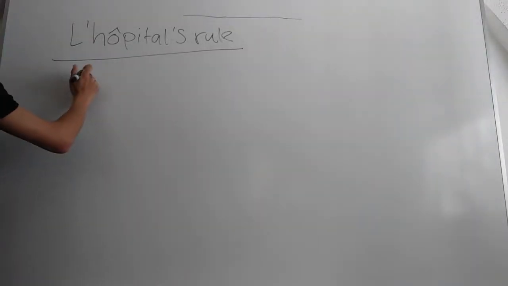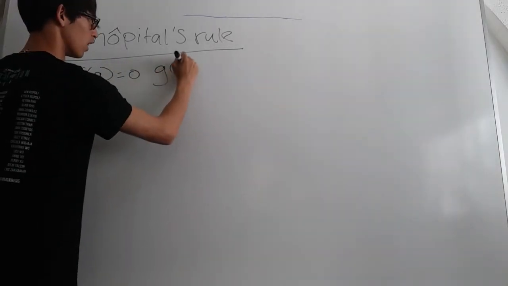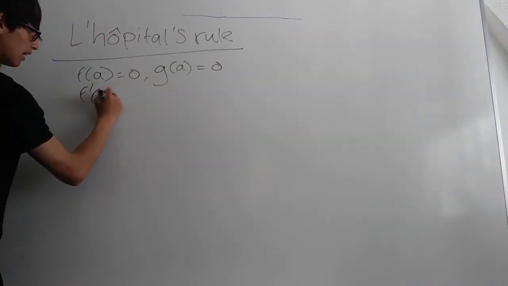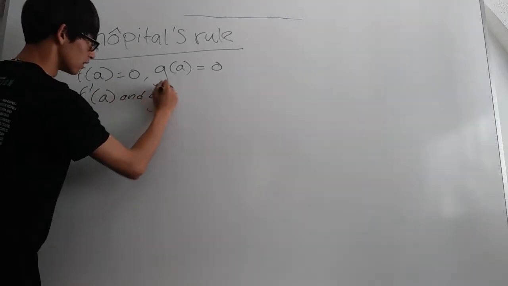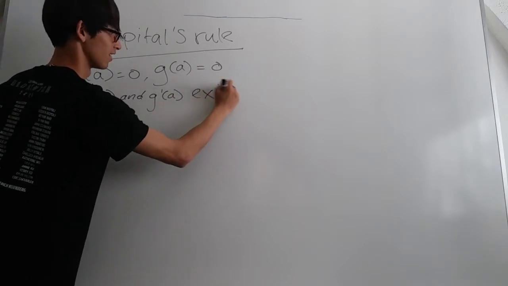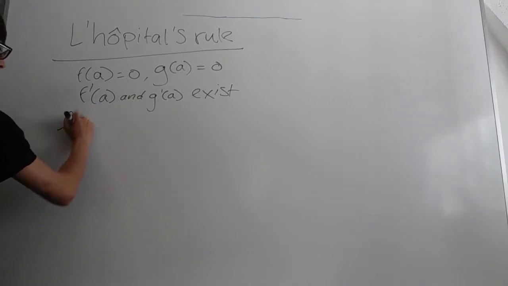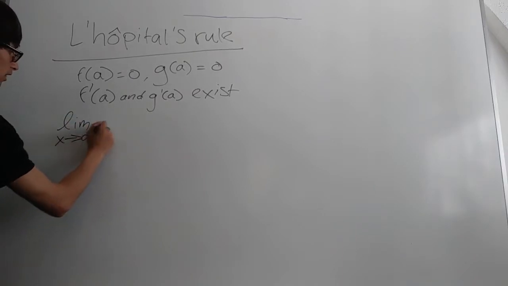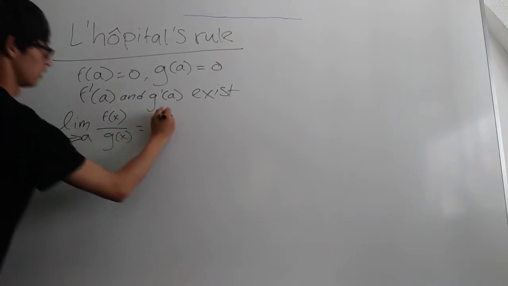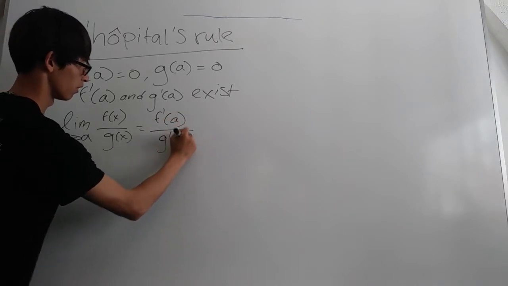To prove this rule, we're given f(a) = 0 and g(a) = 0, right? And this is saying if f'(a) and g'(a) exist. So we're given that the limit as x approaches a of f(x) over g(x) equals f'(a) over g'(a).